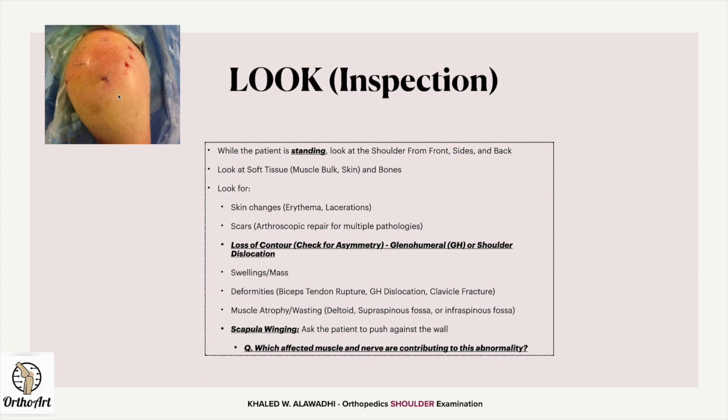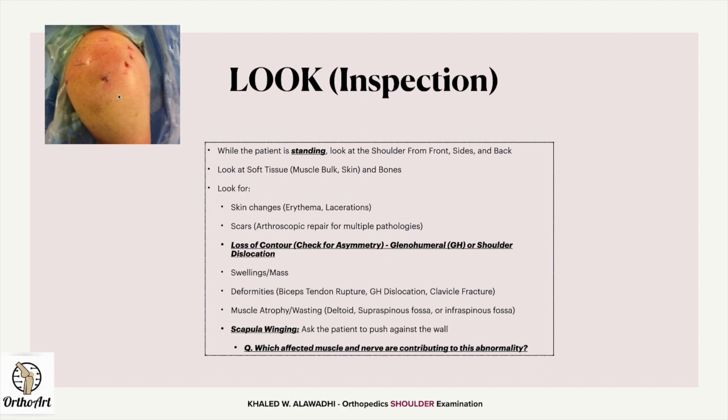Then you check for loss of contour, or you have to check for asymmetry. A common example of loss of contour is glenohumeral joint or shoulder dislocation. So you compare the right side to the left side. One side is shorter and lower than the other side, which is the normal one. So you have to examine that side and check if the patient had a dislocation or a fracture, a clavicle fracture.